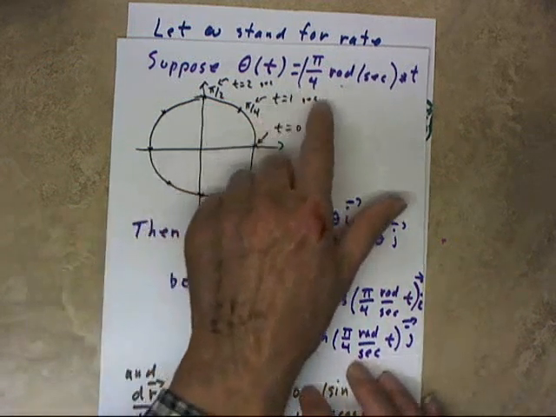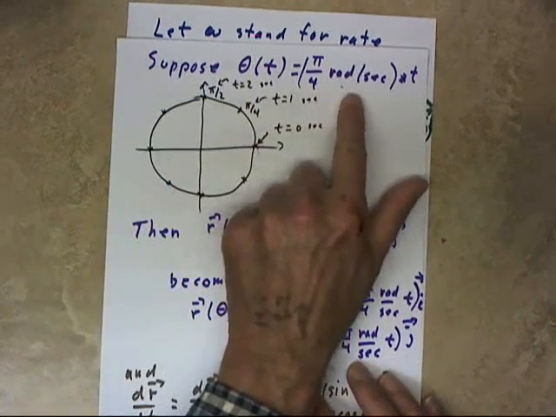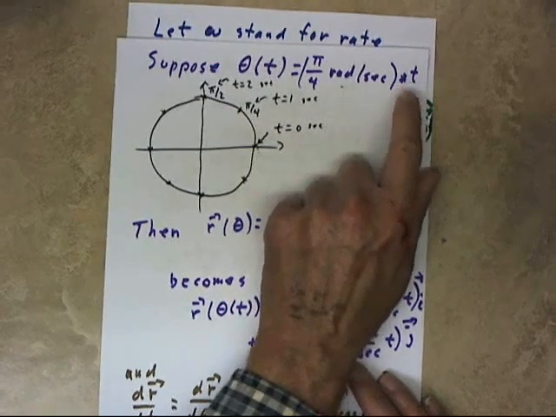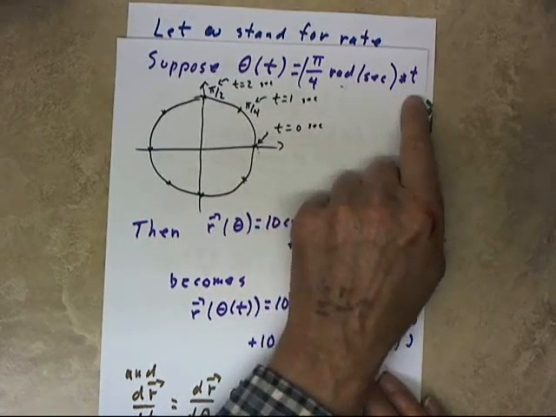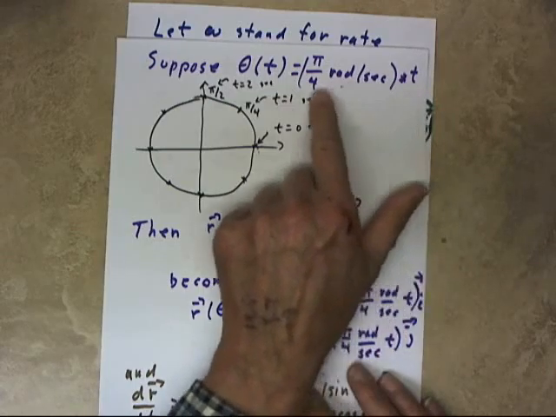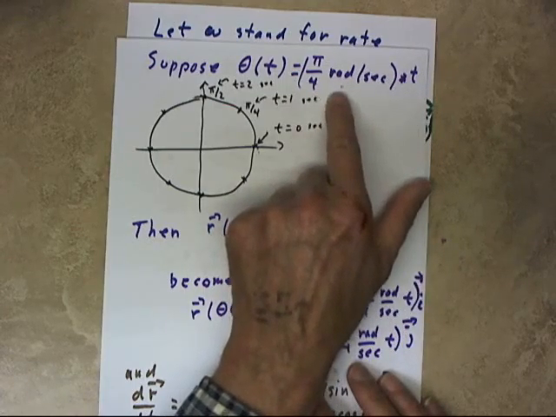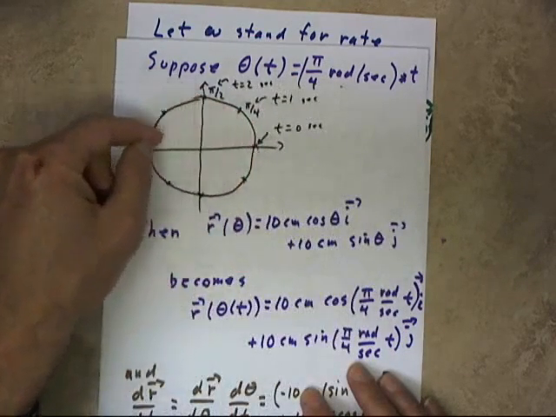Previously, we let theta of t equal pi over 4 radians per second times t, so that when we multiply by a t in seconds, we're going to get an angle in radians. And that's going to tell us where the particle moving around the circle is at that given time t.